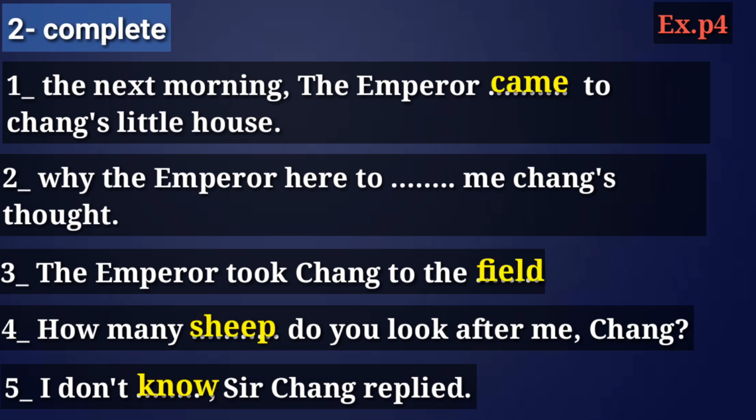Number 2. Why the emperor here to spaces me, Chang thought. The right answer is why the emperor here to see me, Chang thought. Number 3. The emperor took Chang to the spaces. The answer is the emperor took Chang to the field.